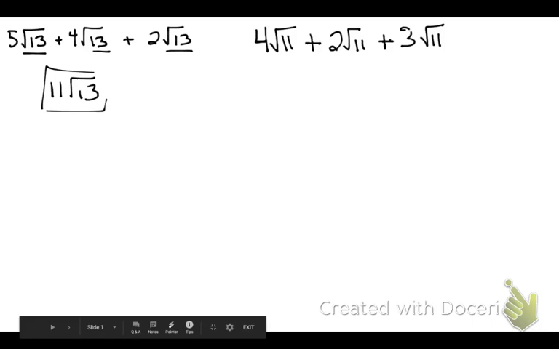You try this next one. 4 radical 11 plus 2 radical 11 plus 3 radical 11. That's right, this would just be 9 square root of 11. They happen to all be like terms. Good. Let's try another one.